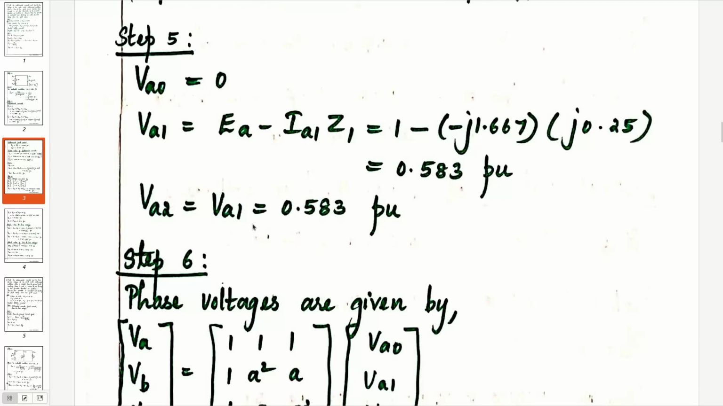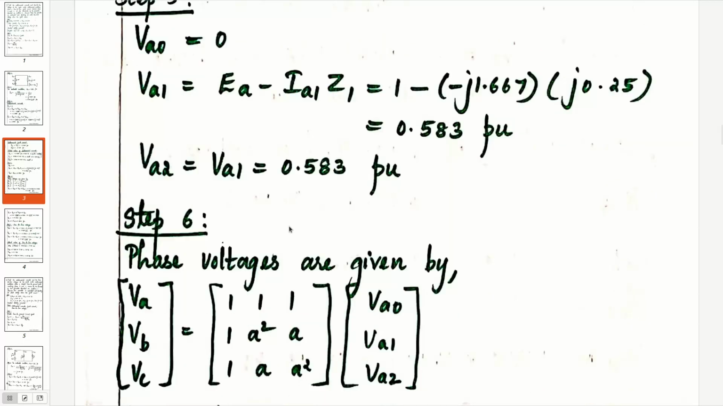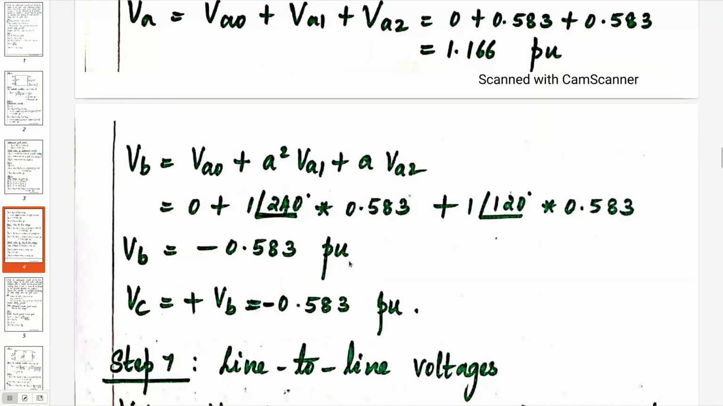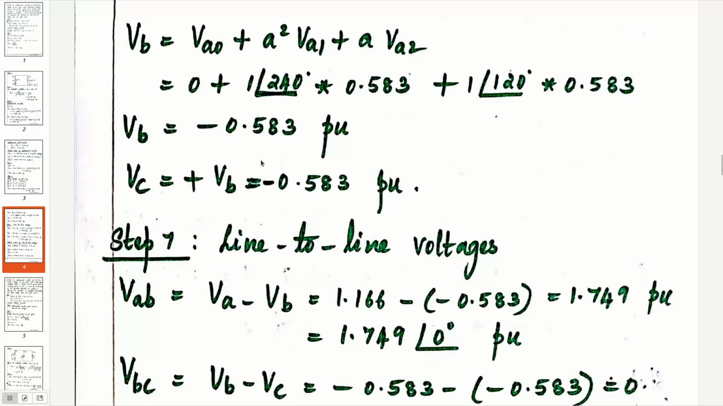After calculating the sequence components of the voltages, calculate the phase voltages VA, VB, VC from the well-known matrix formula. I have written the matrix of phase voltages in terms of the symmetrical components. So expand and get VA. VA is VA0 plus VA1 plus VA2. On substitution, we get 1.166 per unit. VB is VA0 plus A squared VA1 plus A VA2. And VC is VA0 plus A VA1 plus A squared VA2. When you substitute the values, you will get VB as minus 0.583 per unit.